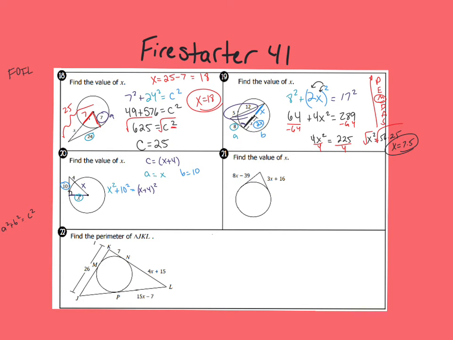So FOIL is a way to take x plus 4 and you have to rewrite it as 2 sets of parentheses. Alright, then you're going to take the first, x is going to go to x, that's why it's called FOIL, because you do the first 2.